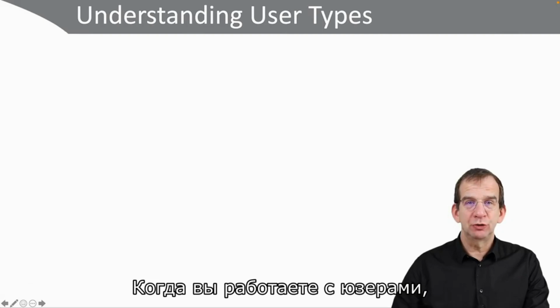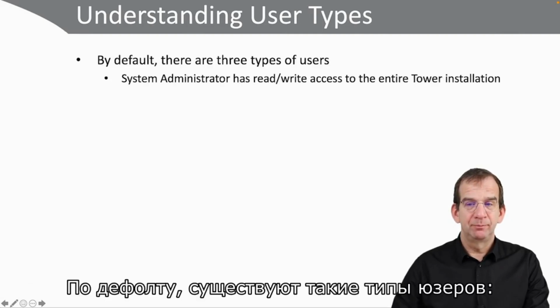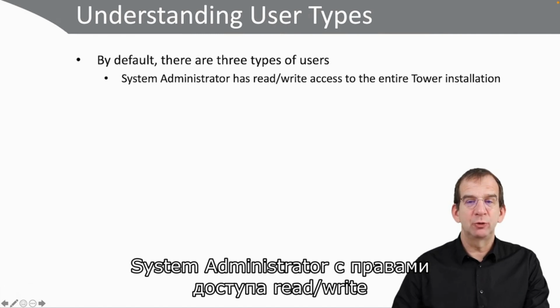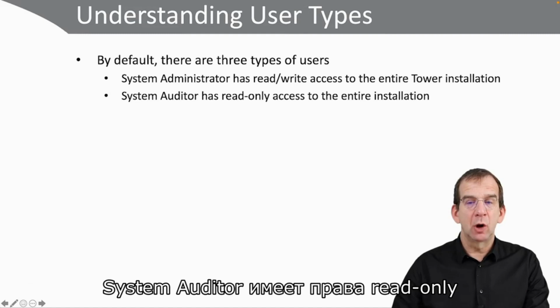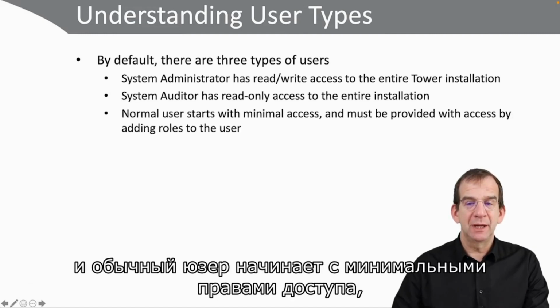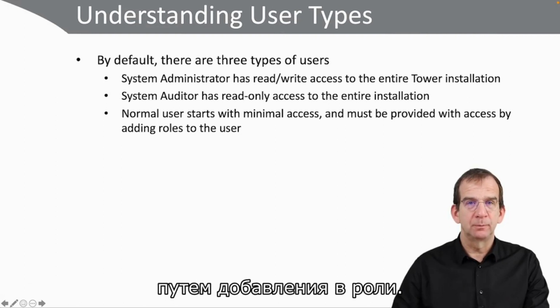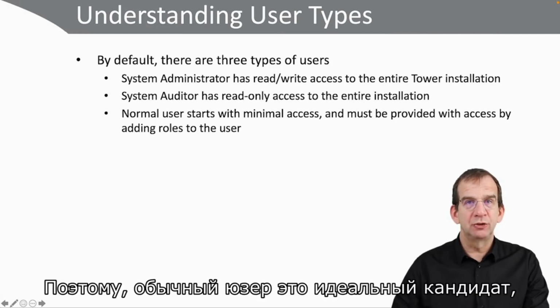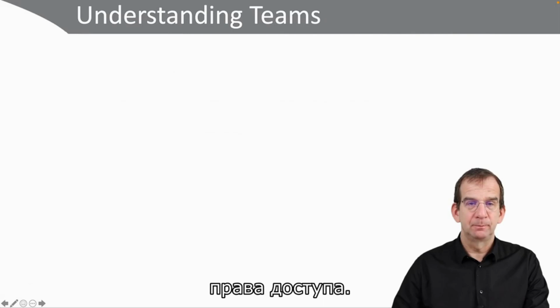When working with users, there are different types. By default, there are 3 of them. The system administrator has read-write access to the entire Tower installation. The system auditor has read-only access to the entire installation, and a normal user starts with minimal access and must be provided with access by adding roles to the user. So the normal user is the perfect candidate if you want to assign just a limited amount of access rights.